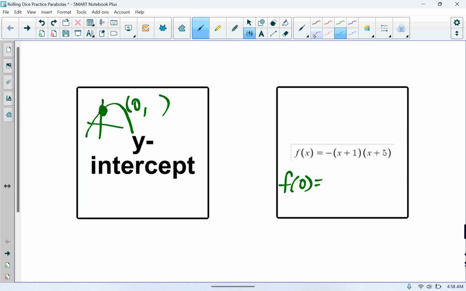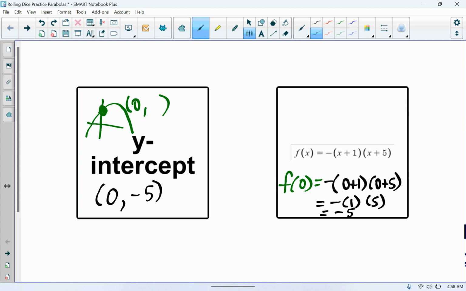So what I'm looking for is the output when 0 is the input, right? So I'm just going to replace x with 0. So negative 0 plus 1, 0 plus 5. You're more than welcome to use a calculator, but I don't really need one in this problem. So it's negative 1 times 5, so it's just negative 5. So my y-intercept is going to be 0, comma, negative 5.